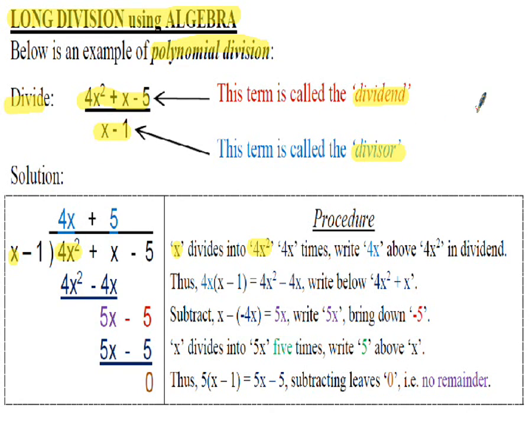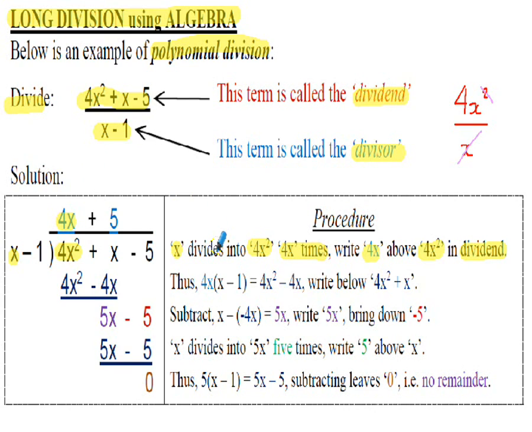Now if it helps, you can actually write these terms like this. The 4x squared divided by x. And we can look for cancelling down, which we can see here, because this x cancelled with the squared to leave us with 4x. So in other words, how many times does x divide into 4x squared? It goes 4x times. And we write the 4x above the 4x squared in the dividend, shown here.